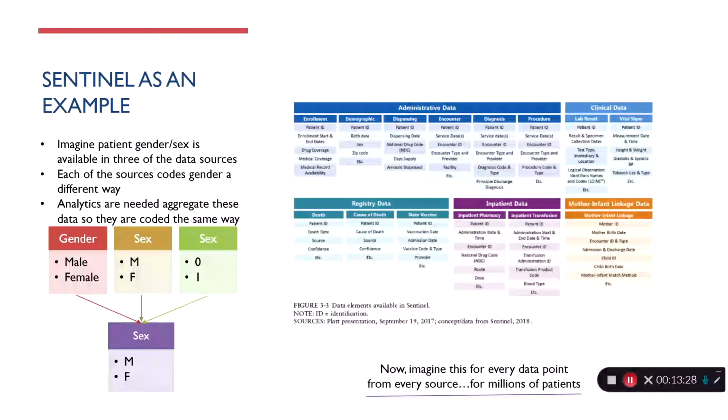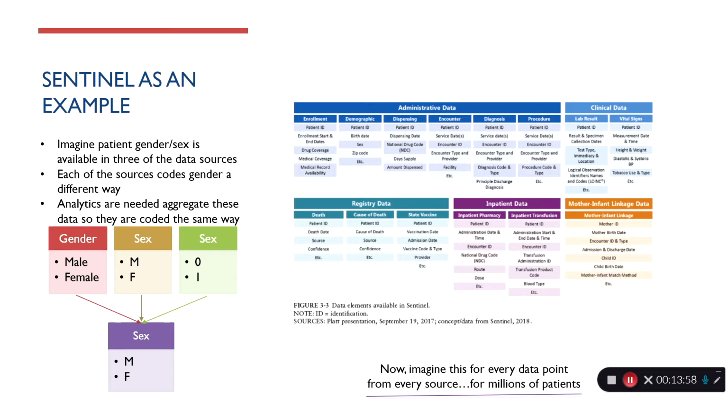So looking at Sentinel as an example, these are all the different data points that Sentinel has in it. Again, this is from the book that I recommended, this diagram here. And over on the left, I want you to imagine for a moment that we have three sources of data for which there is gender. So in the data set, it tells you whether the patient is male or female. But each of the sources codes gender in a different way.